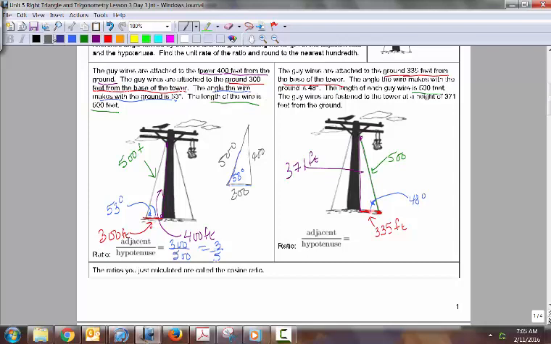And if we were to just draw the triangle representing the situation, here's the right angle, the tower being perpendicular to the ground. Here's our 335 feet, our 500 feet of wire, our 371 feet attached on the tower, and our angle of 48 degrees. Again, using 48 as our reference angle, if we make a ratio of the side adjacent to the hypotenuse, we will get this ratio.